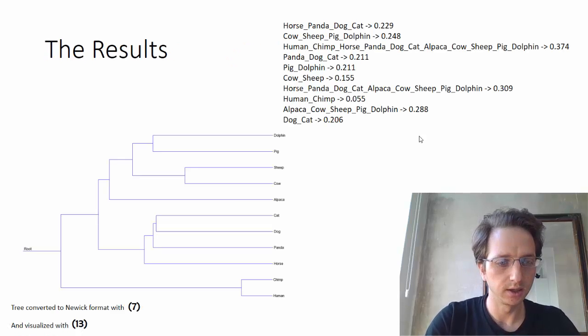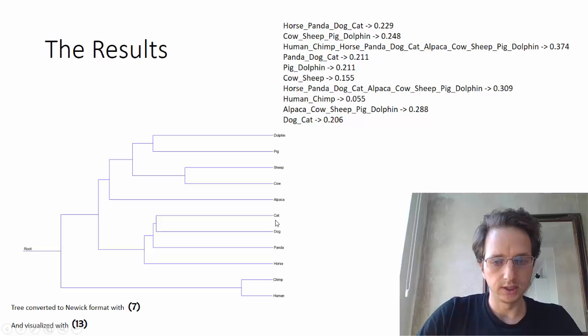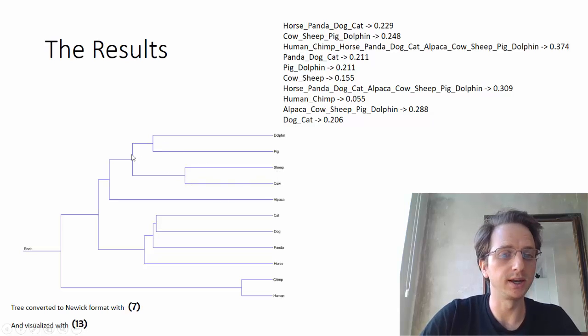And this is what it looks like. So here you see the result of the UPGMA algorithm, and here is the phylogenetic tree. We see that the cat is most closely related to the dog, which then had a common ancestor with the panda, which had a common ancestor with the horse. And likewise, the dolphin and pig, as well as the cow and sheep, have a hypothesized common ancestor, which then have a hypothesized common ancestor with each other, and then with the alpaca. Here's the outgroup of chimp and human, and our common ancestor with all of these other animals.